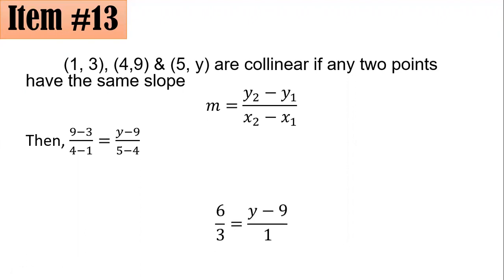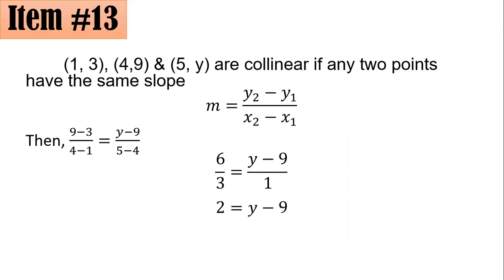So with such, the left-hand side simplifies to 6/3. The right-hand side simplifies to y minus 9 all over 1. And the 6/3 simplifies to 2, right? This one. And I just copied the y minus 9 over 1 and simplified it as y minus 9. Adding both sides by 9, you get y equals 11. Hence, letter D is the correct answer. All right. Number 14.